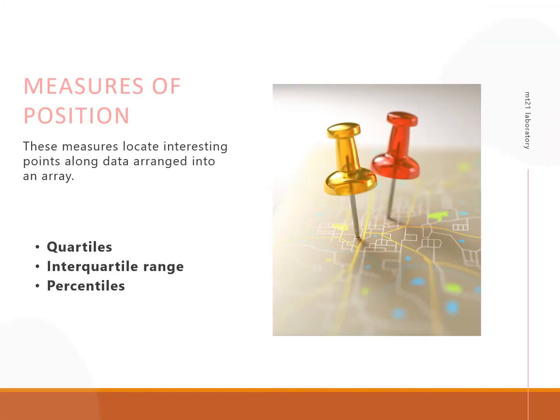After the measurements of central tendency and after the measurements of dispersion, next are the measurements of position. We have three parameters under the measurements of position. We have the quartiles, we have the interquartile range, and of course we have the percentiles.